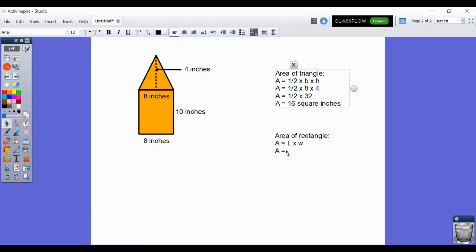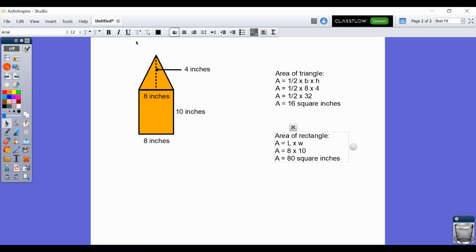To find the area of our rectangle, our formula is area equals length times width. Let's take a look at our rectangle. So we know our length is 8 and our width is 10. We could say 10 and 8 or 8 and 10. We know those numbers are interchangeable because of the commutative property of multiplication. So we could do 8 times 10 when we substitute in our numbers. So our area of our rectangle is 80 square inches.